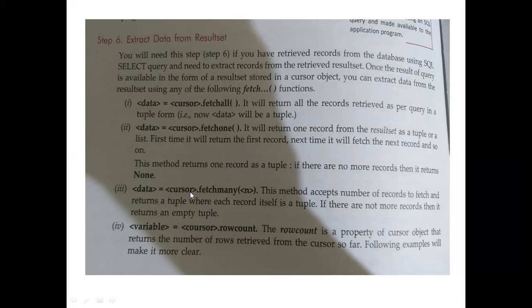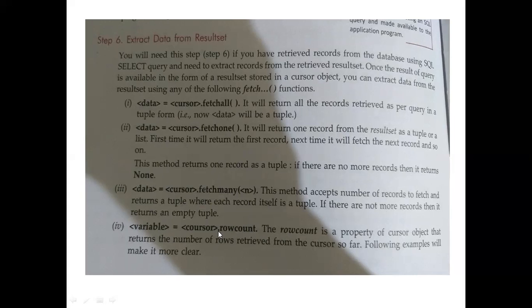Next is data = cursor.fetchmany(). This method accepts the number of records to fetch and returns a tuple where each record itself is a tuple. If there are no more records, then it returns an empty tuple. So it will fetch many tuples, more than one, from the database. But if no data is present, then it will return an empty tuple and store it in data.